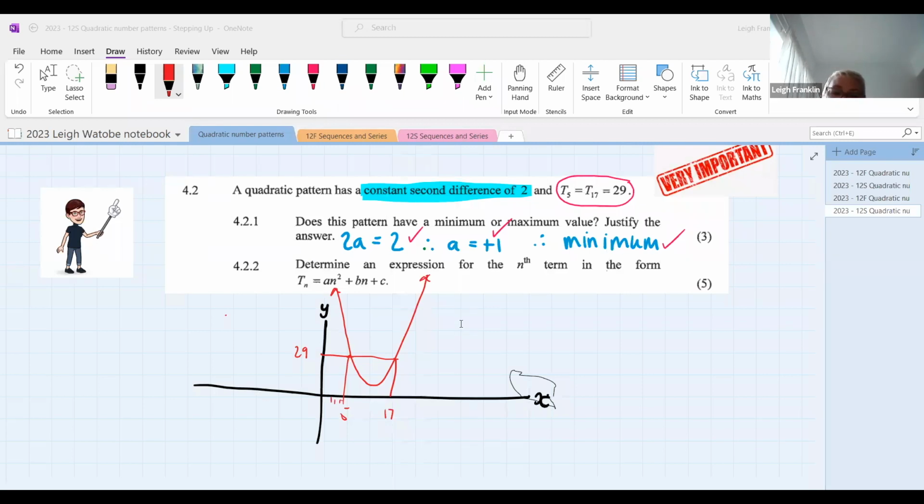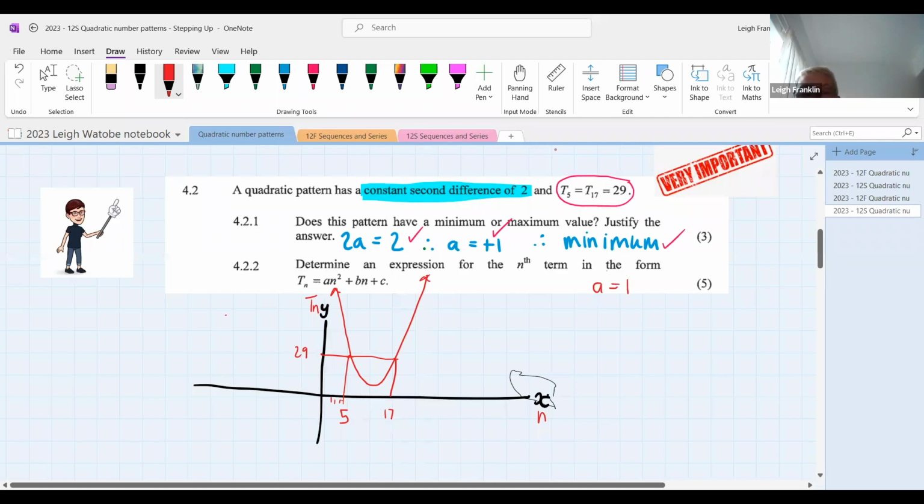I personally think that when we draw pictures like the one that I've drawn over here, this is what makes the most sense, so that I can understand why both term 5 and term 17 can have the same value. So this is your TN over here, and this is your N over there. When 5 goes in, we get 29 out. When 17 goes in, we also get 29 out because of the shape of the number pattern, because it is quadratic. So essentially, we already know what A is. We know that A is equal to 1. So this question is asking us to work out the values of B and C. That's what they want from us.